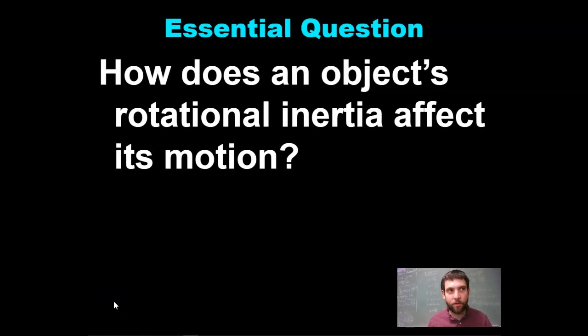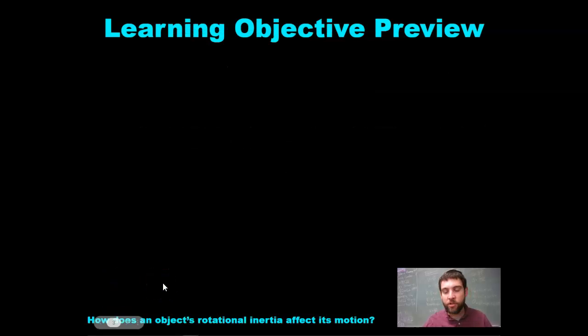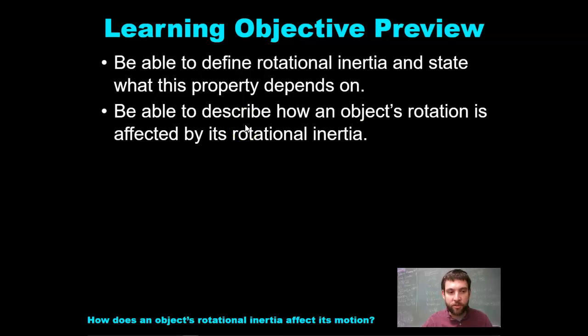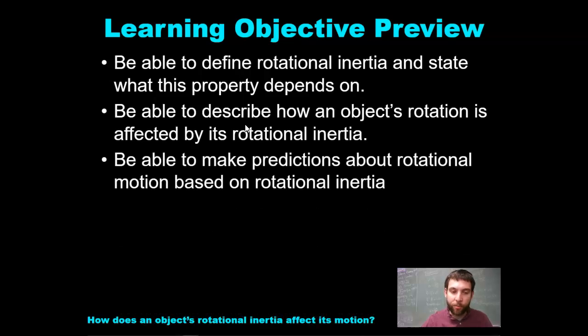As we continue going through rotational motion, it's now time to look at rotational inertia, also known as the moment of inertia. We're going to be learning how rotational inertia affects an object's motion, specifically rotation. We need to be able to define rotational inertia and state what this property depends on. We're also going to be able to describe how an object's rotation is affected by its rotational inertia, and we'll be able to make predictions about rotational motion based on rotational inertia.